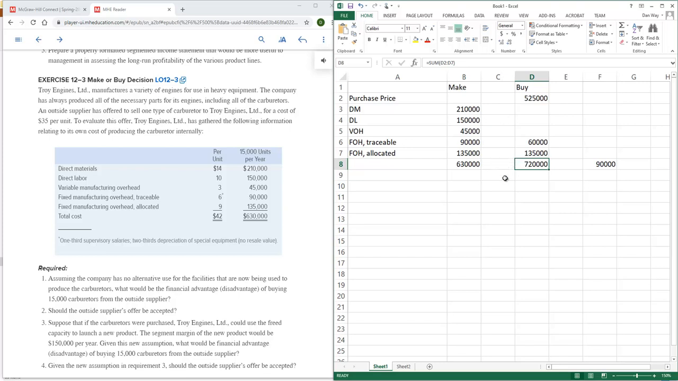The reason we're worse off, of course, is because we can't avoid a whole bunch of these fixed costs. It looks kind of cheaper at first glance to buy from the supplier, but we're stuck with some fixed costs that kind of change that decision point.